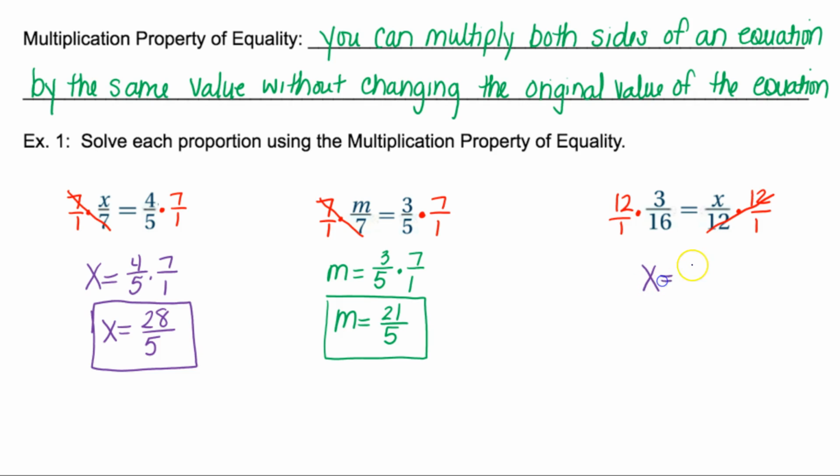So x equals 12 over 1 times 3 over 16. X equals 36 over 16. Now, this can be reduced because there are numbers that go into both 36 and 16. What goes into both of them? 4. So x equals 9 over 4, or that would be 2 1/4 or 2.25.